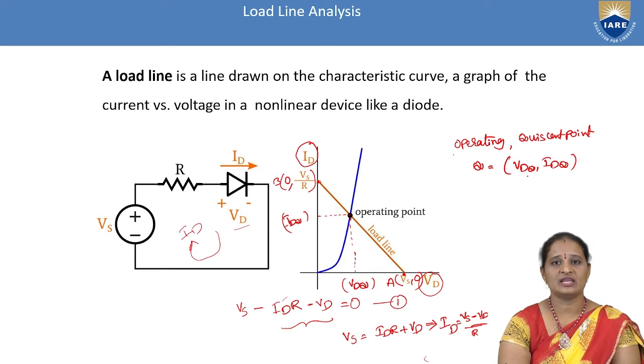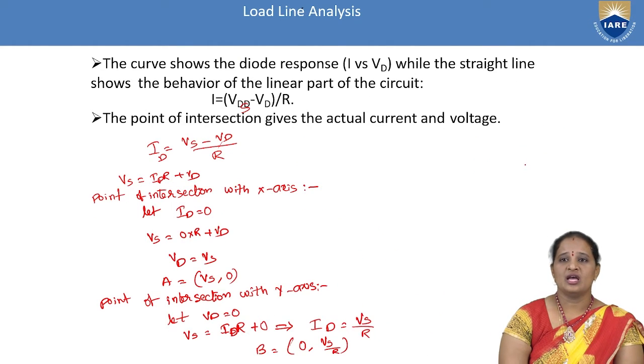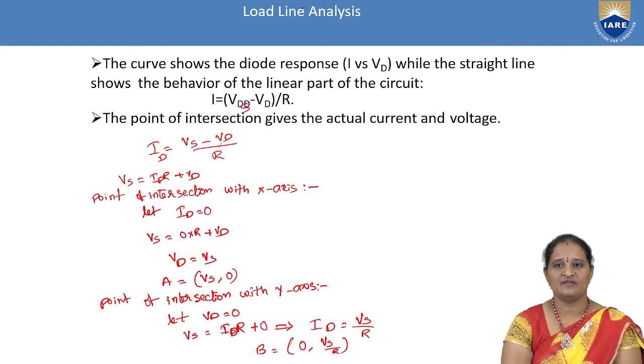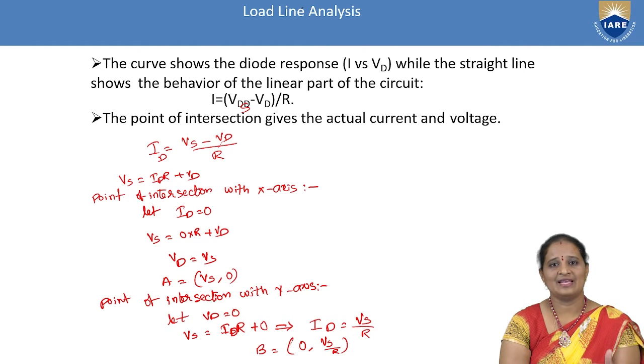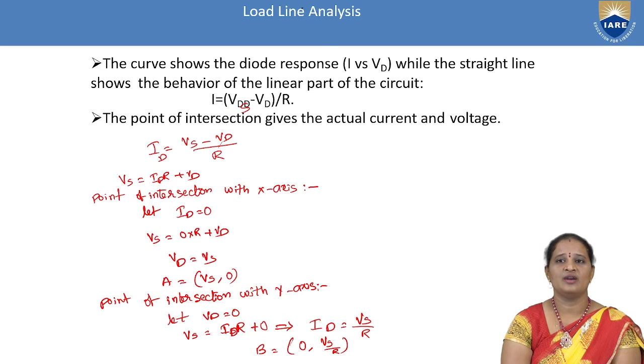So these are the corresponding current and voltage flowing through the diode at the point of intersection of the load line with the VI characteristics. So this is how we can draw a load line on the VI characteristic curve of a nonlinear device, which is used to explain or analyze the nonlinear behavior of a nonlinear device like either a diode or a transistor.